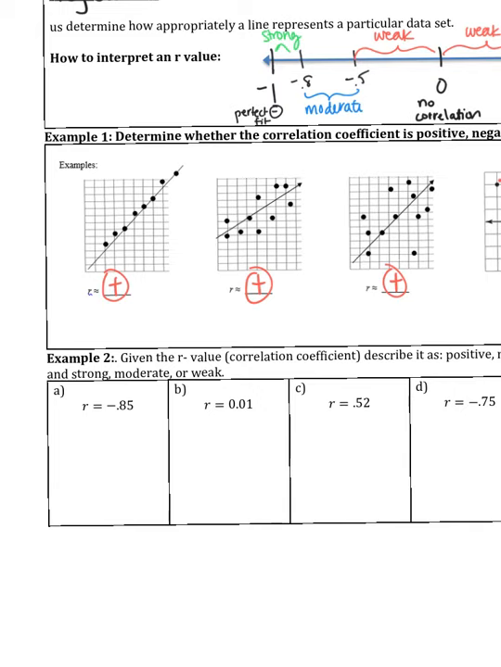I have a negative in front, so I have a negative. And since this value is between 0.8 and negative 1, it is considered a strong linear relationship between whatever those two variables are. Okay, so I'm going to pause this video and give you a chance to complete the rest and then check your answers.